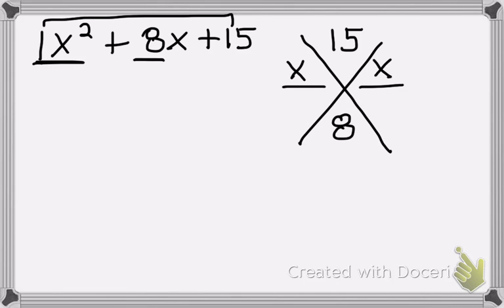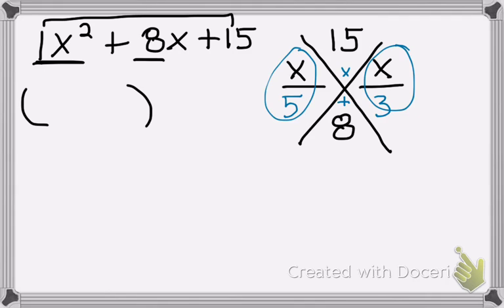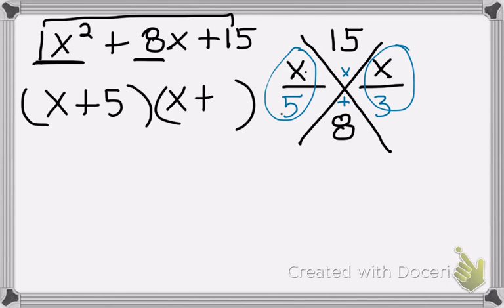And now we find our two numbers that multiply to 15 but add up to 8. We did all that practice with magic X, and so we know that our two numbers are 5 and 3. 5 times 3 is 15. 5 plus 3 is 8. Now we're ready for our factors. So we do our two sets of parentheses, and in it I write x plus 5 and x plus 3.